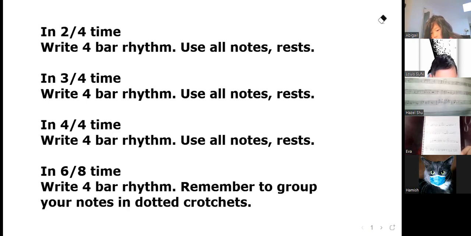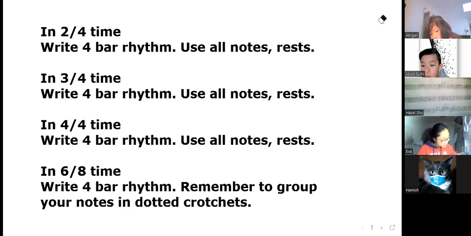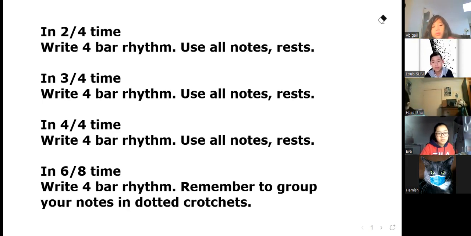Okay. Eva, not sure what you did in your first bar of 6-8. Could you just check that? Okay, so remember, 6 semiquavers is equal to 3 quavers. So that means you've only gone half a bar of 6-8 time. In a bar of 6-8 time, you need 6 quavers.